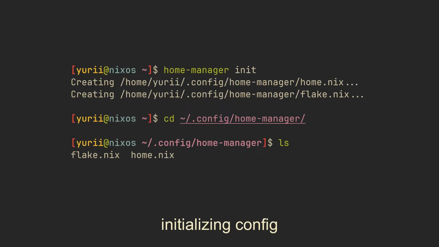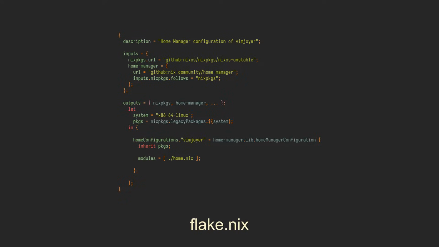Next, run the Home Manager init command, which generates a flake.nix and a home.nix file. If we check the flake file, we can see that it's similar to what we've seen in the previous episodes. The only difference is a new Home Manager input here, with its own URL, and its Nix packages input follows Nix packages. It just means that it will use the same git revision as the main Nix packages in the file. Just like in the previous video, we have a set in outputs which holds all of our Home Manager configurations.